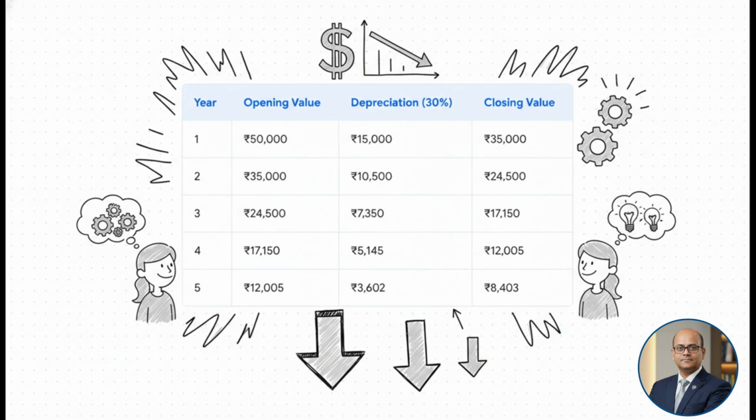Look at this table now. In the first year, 30% of 50,000 is 15,000. It's a big amount. But in the second year, we calculate 30% on the reduced value of 35,000. So depreciation is only 10,500. It has decreased. See, every year the depreciation amount is going down. This is the main difference.